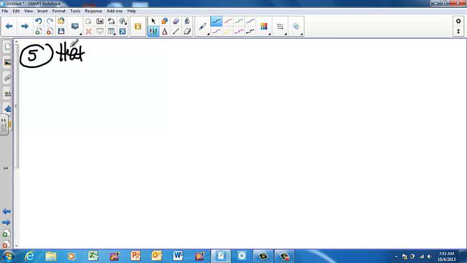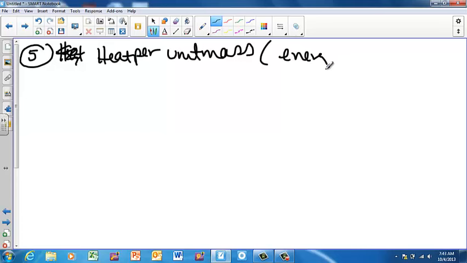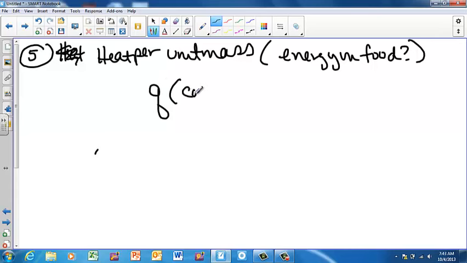Okay, now the very last piece that we have to do for calculation, so we've done the change in mass, the change in temperature, the mass of water, and the heat gained by the water. The last thing that we have to do, number 5, is going to be the heat per unit mass. Or in other words, how much energy is in the food. That's what we're trying to figure out, is why were we doing this in the first place? We're trying to figure out how much energy is in the food.